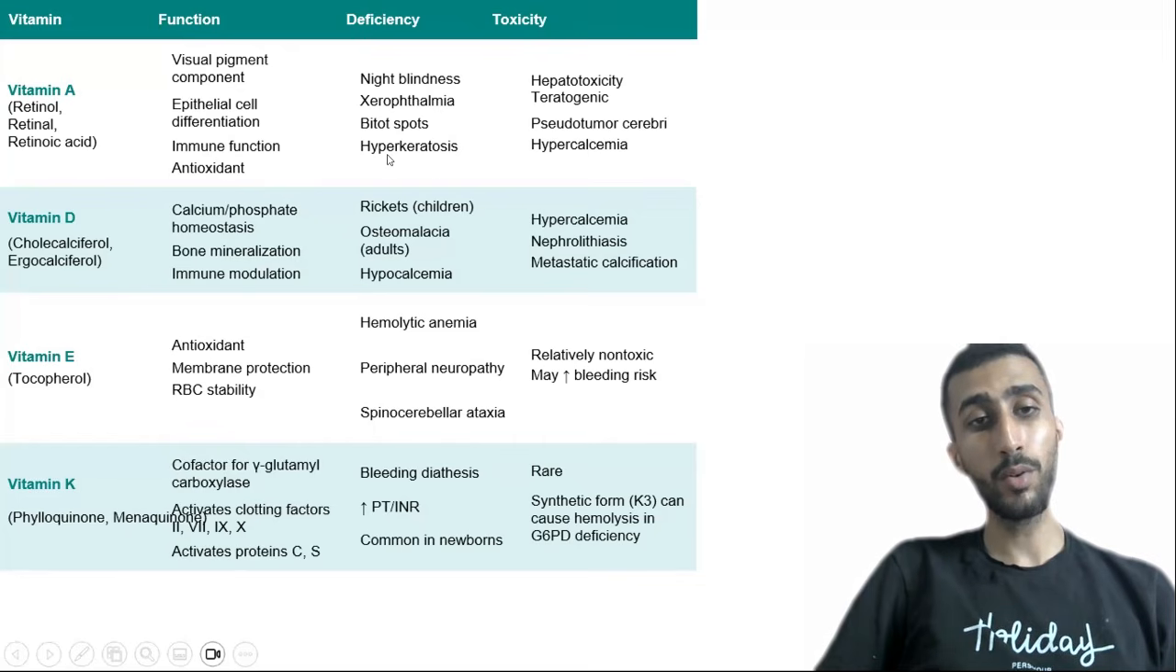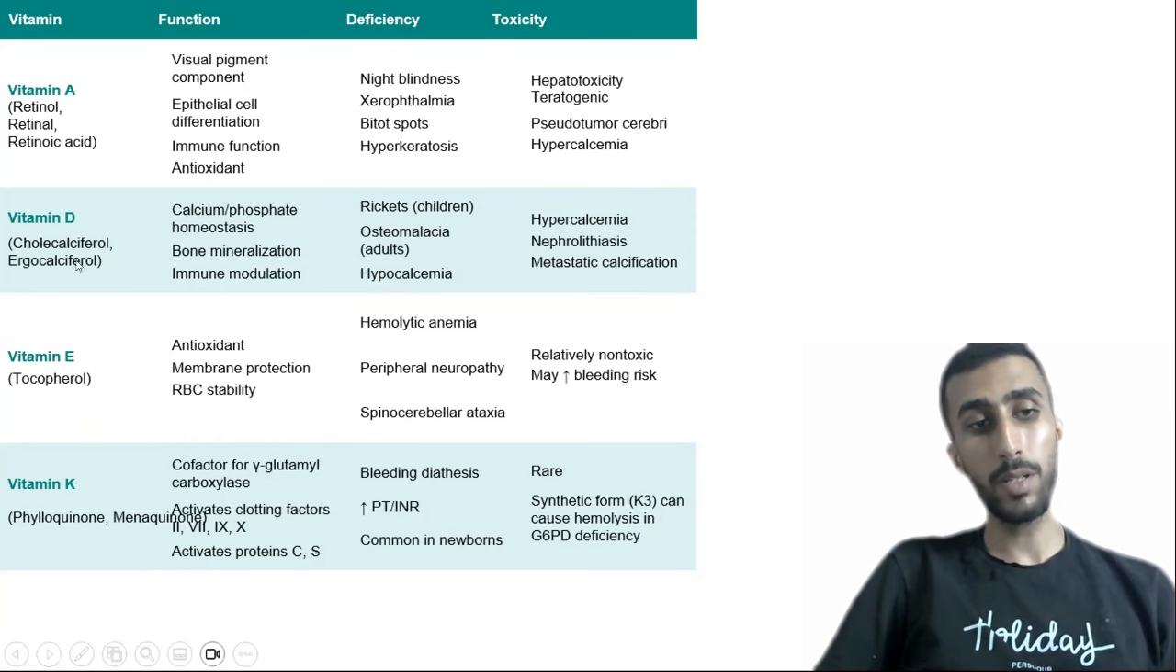So its deficiency is going to cause hyperkeratosis, but it is also toxic, and it is teratogenic. You have to watch for pregnant patients taking excessive vitamin A. It is teratogenic, and it is going to increase the intracranial pressure and cause pseudotumor cerebri and hypercalcemia.